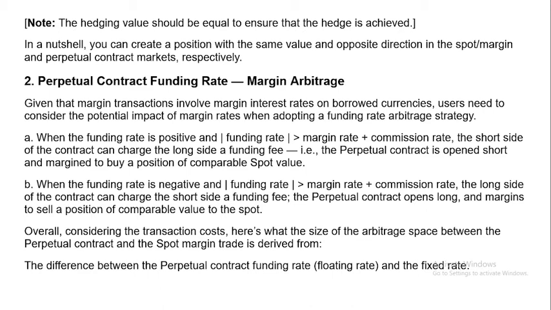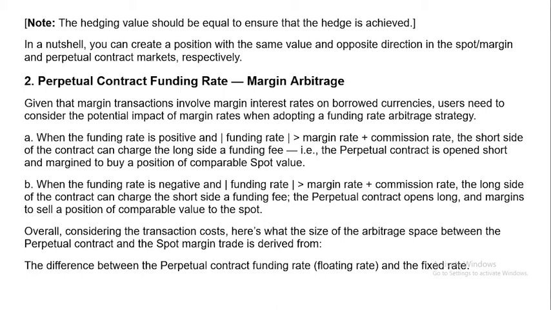A, when the funding rate is positive and the funding rate is greater than the margin rate plus commission rate, the short side of the contract can charge the long side a funding fee. That is, the perpetual contract opens short and margin buys a position of comparable spot value. So B, when the funding rate is negative and the funding rate is less than the margin rate plus commission rate, the long side of the contract can charge the short side a funding fee. The perpetual contract opens long and margin opens a sell of comparable value on the spot.